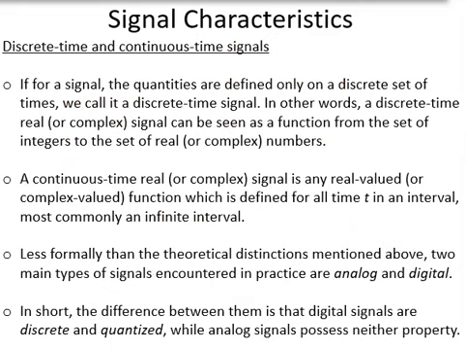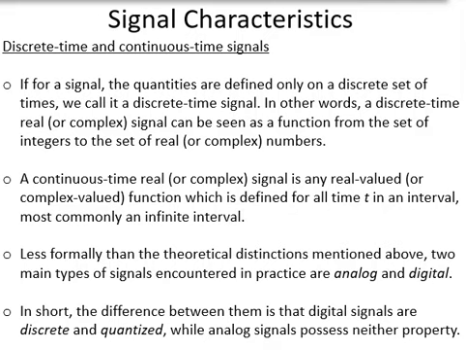If for a signal, the quantity is defined only on a discrete set of times, we call it a discrete time signal. In other words, a discrete time real signal can be seen as a function from the set of integers to the set of real numbers. A continuous time real signal is any real value function which is defined for all time t in an interval, most commonly an infinite interval.